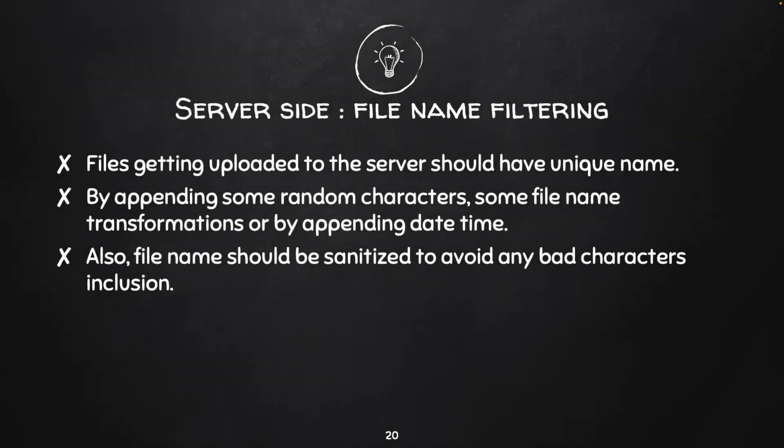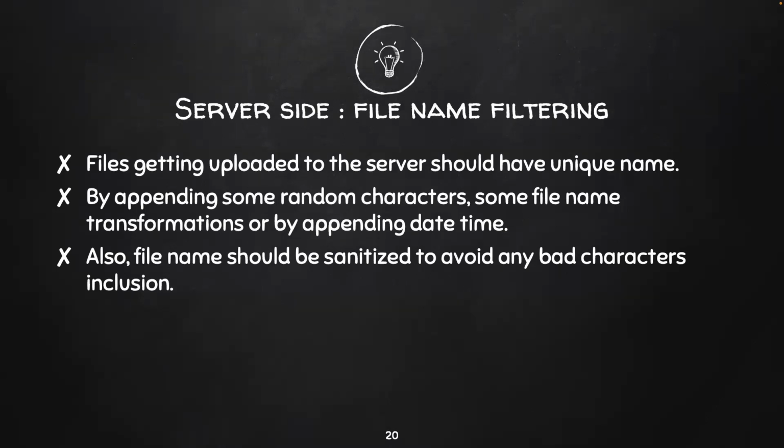Okay, so next is file name filtering, which can be done on the server side. When files get uploaded to the server, the server tries to maintain a unique name so that it can prevent a file from getting overwritten by a new file. How can it do it? By assigning a unique name, for example by appending some random characters, or applying some file name transformation by appending a date or time format.